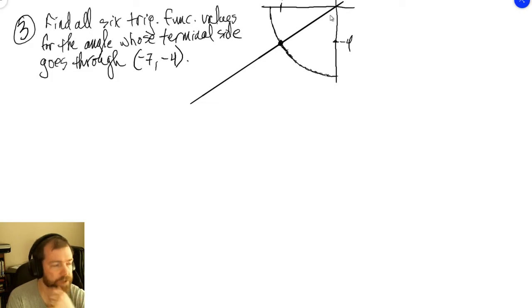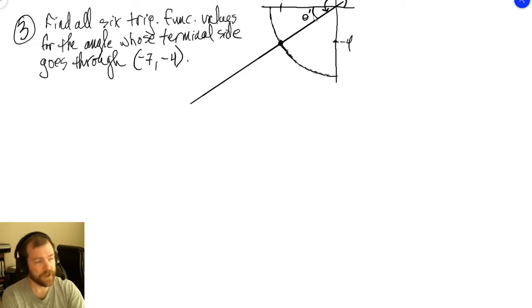For the terminal side of this angle, which goes through -7, -4, the angle in question is this angle here, which is in the third quadrant. This is our theta that we're going to be talking about. This angle down here is our reference angle. This is going to be theta prime.